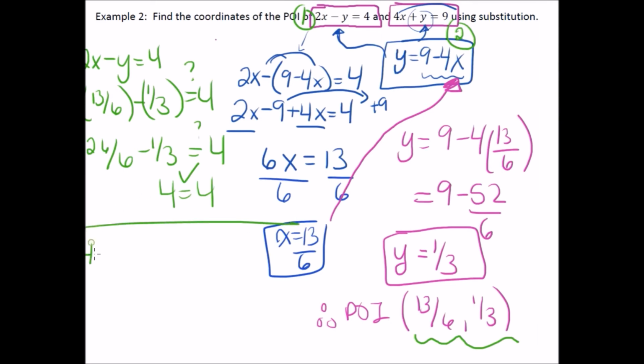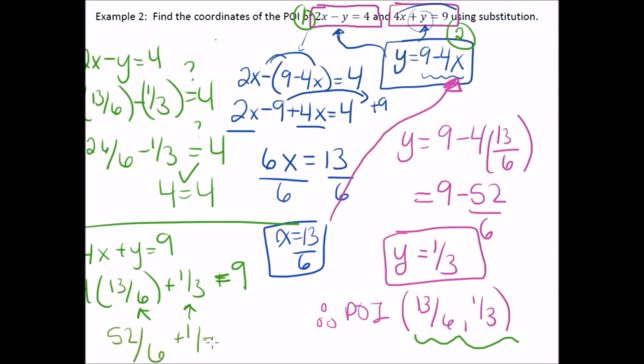And you also want to check the second equation. You want to make sure that you didn't just find a point that satisfies the first equation, but also the second equation. So what you want to do is sub in the x and the y again, and we're going to get 52 over 6 plus 1/3. And if you do this in your calculator, you are going to get 9, and therefore you can check on every single test and assignment that your point of intersection is correct.